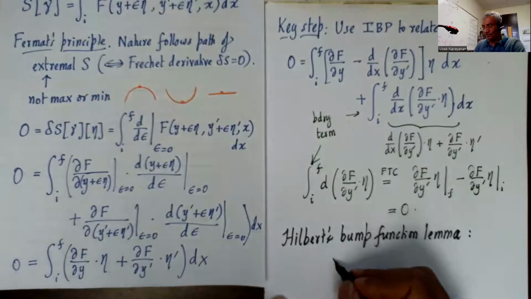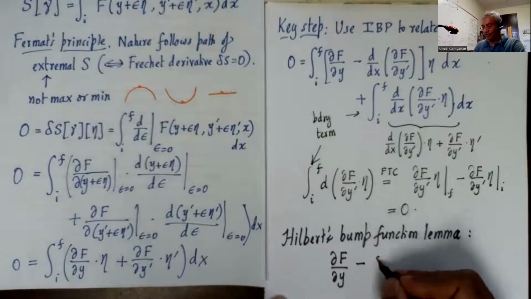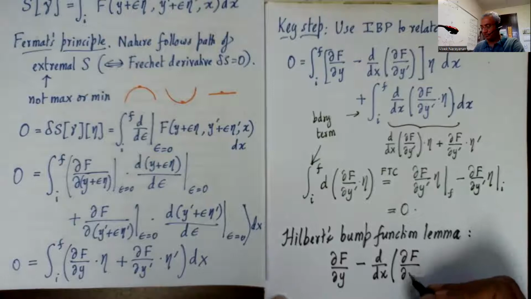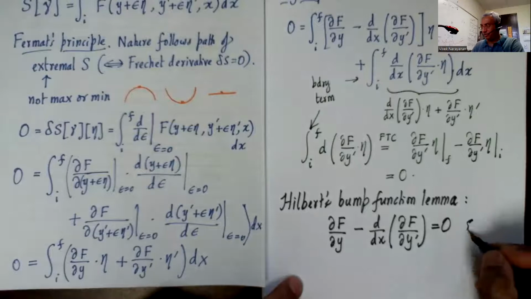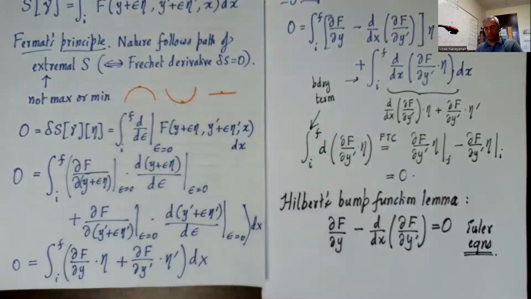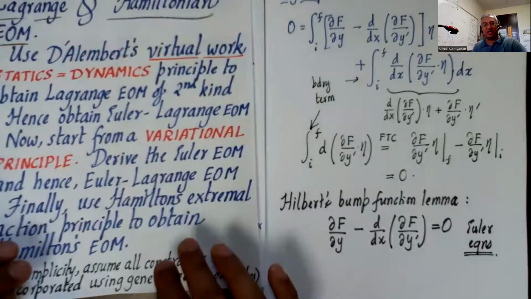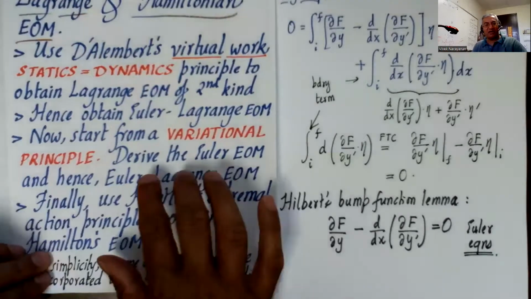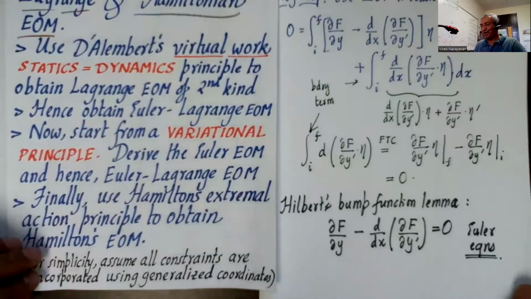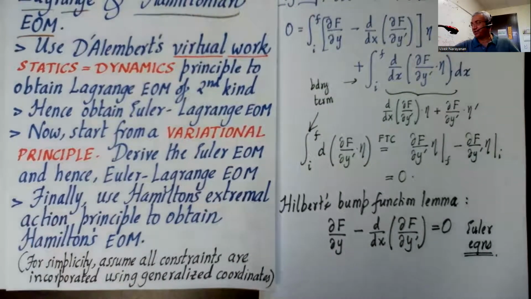Okay, so we have del F over del Y minus d by dx of del F over del Y prime equal to 0. These are the famous Euler equations. So I have derived the Euler equations of motion. Now I'm at this part now, and hence the Euler-Lagrange equations of motion. Okay, so how do I get the Euler-Lagrange equations of motion?